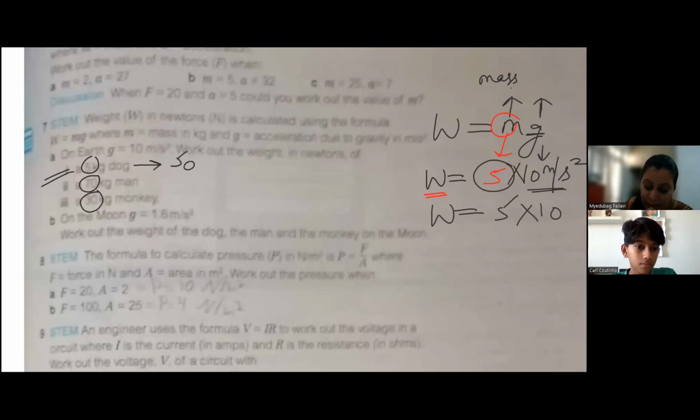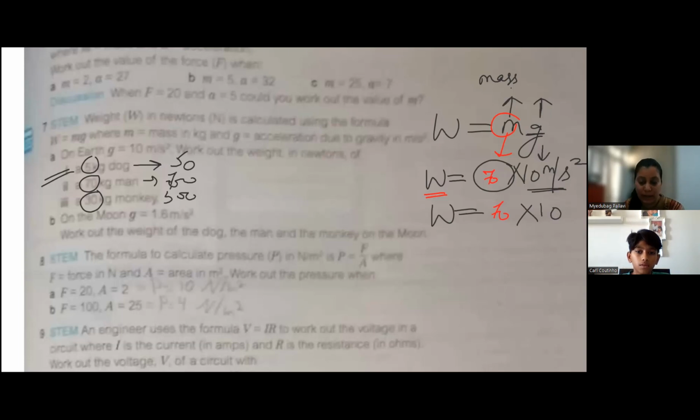Then next one, a 70 kg man. Find out for a 70 kg man. That means the value of g will remain the same. In place of 5 now we'll place 70. So it's 700. Yes, correct. Then a 30 kg monkey. 300. 300, correct.